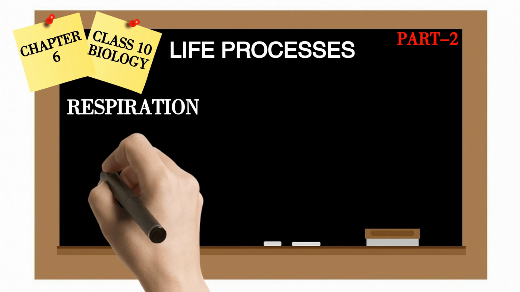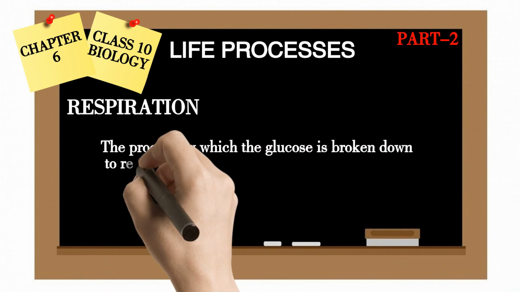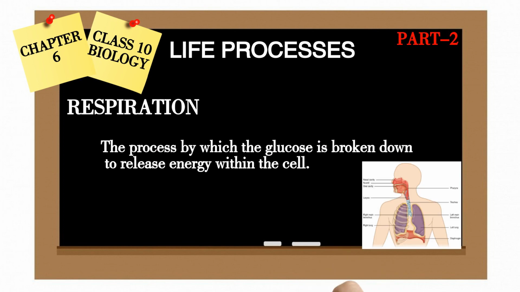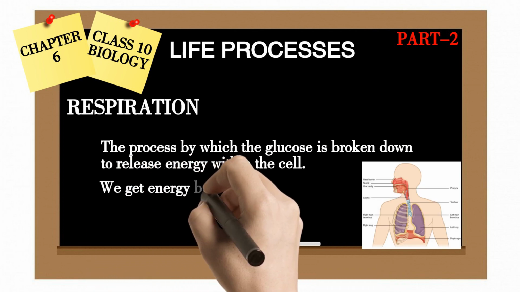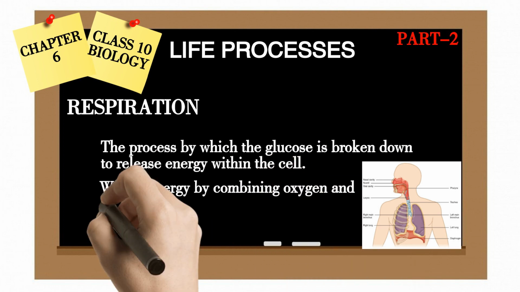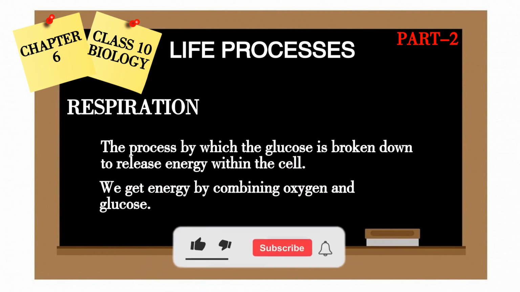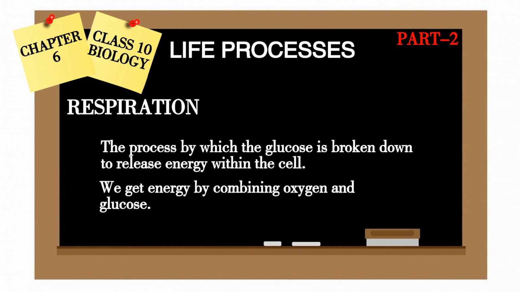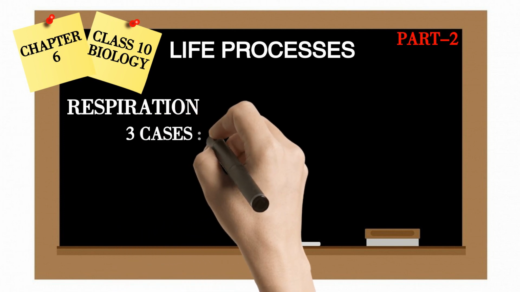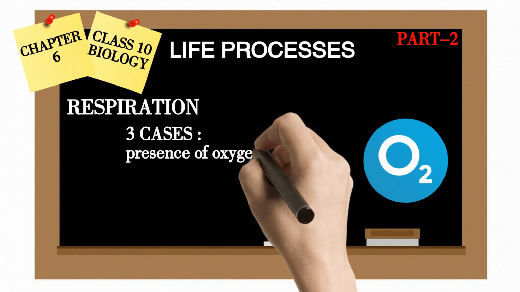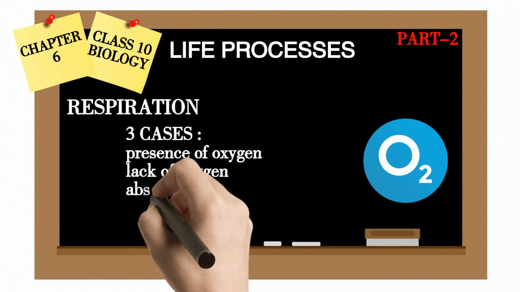We can define respiration as the process by which glucose is broken down to release energy within the cell. We get this energy by combining oxygen and glucose. In respiration, we combine oxygen and glucose to get energy, but diverse organisms do this in different ways. The three cases here are in the presence of oxygen, lack of oxygen, and in the absence of oxygen.